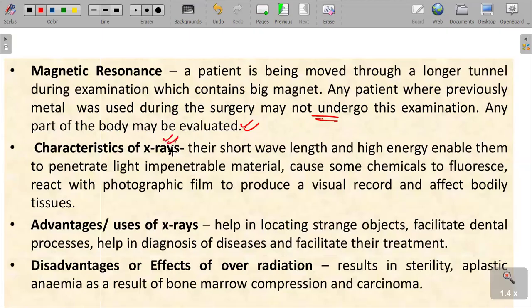Characteristics of X-rays: their short wavelength and high energy enable them to penetrate impenetrable materials. So what we are saying is that X-rays can penetrate through impenetrable material because of their short wavelength and also high energy, which cause some chemicals to fluoresce and also react with photographic films, which produces a visual record and affect bodily tissues. So when an X-ray is taken, they provide a photographic film that has a visual record, which can also affect the bodily tissues in some ways.